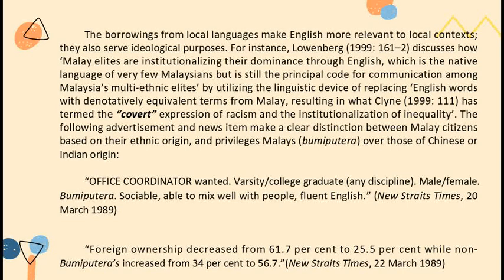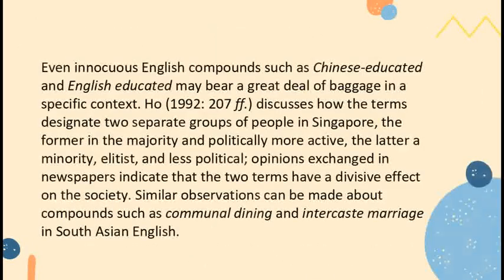institutionalization of inequality. The following advertisement and news item make a clear distinction between Malay citizens based on their ethnic origin and privileges, Malays or Bumiputera, over those of Chinese or Indian origin. Office coordinator wanted, varsity college graduate, male or female, Bumiputera, sociable, able to mix well with people, fluent English. Foreign ownership decreased from 61.7% to 25.5%, while non-Bumiputeras increased from 34% to 56.7%.